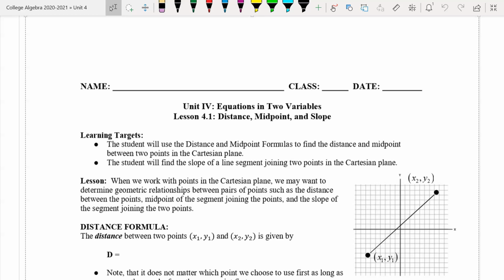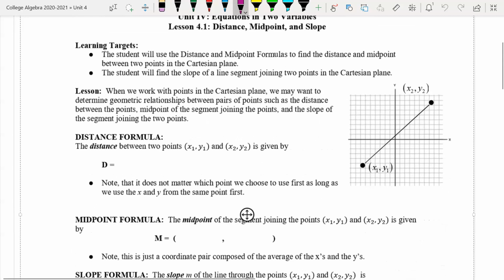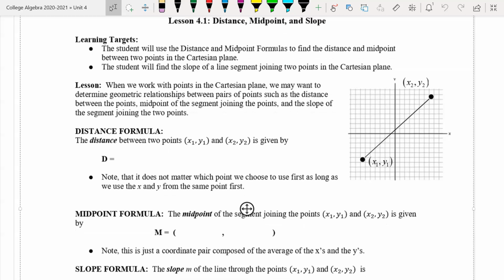So with this new unit, we're going to lead into graphing and talk about all the types of equations that you can use to graph, and then we get into a little bit harder stuff. But the first few lessons aren't too bad. So today we're going to talk about the distance formula, the midpoint formula, and slope and graphing that.